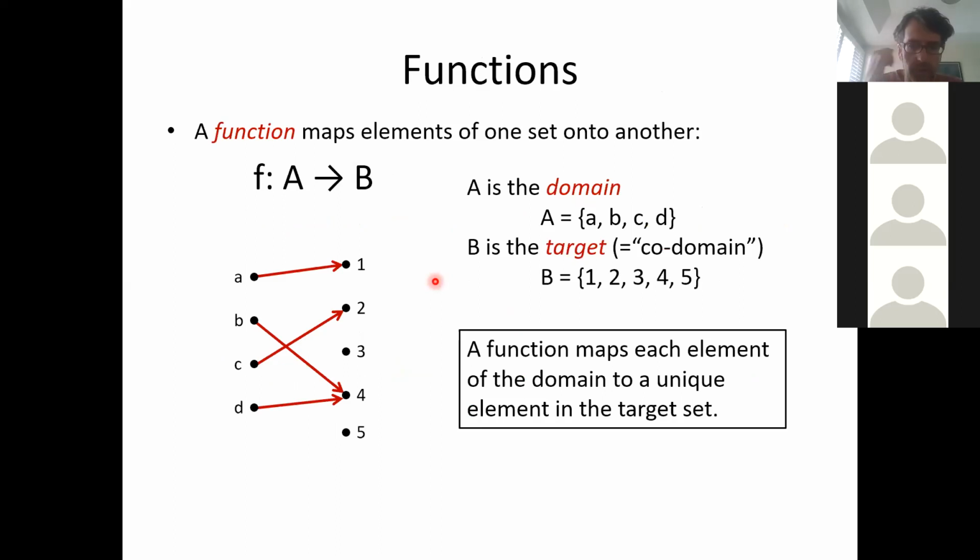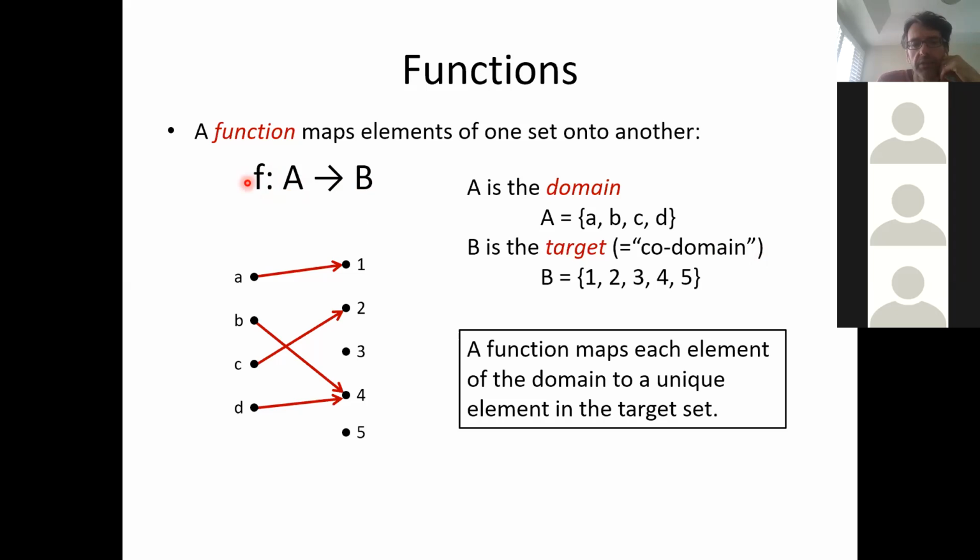Function. You know what a function is, right? But let's just recall. A function is a map between two sets. F is a function from set A to set B, denoted like this, if, first of all, A is some set, and that set is called the domain of function F. B is another set, and it's called the target or codomain of function F.